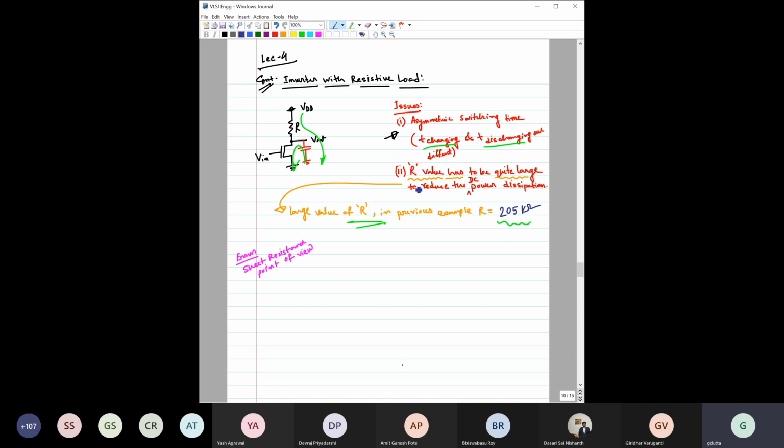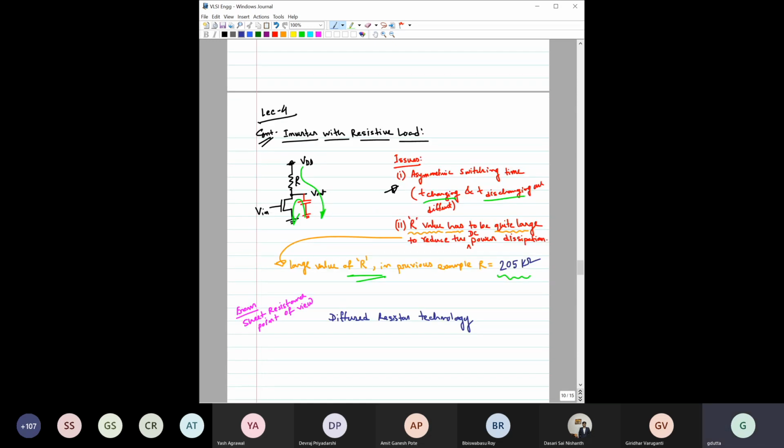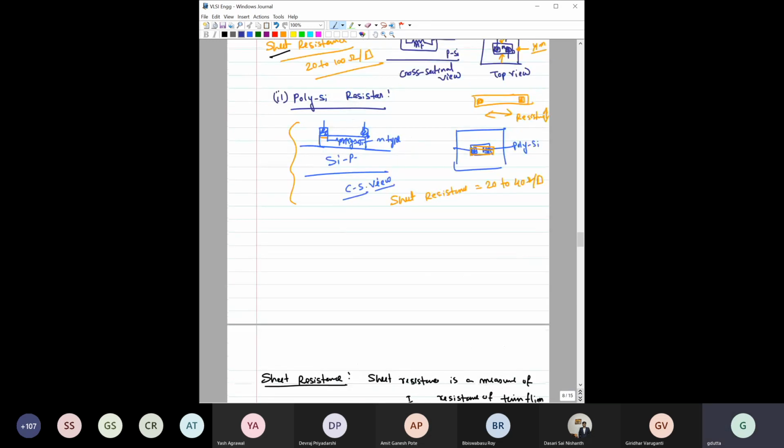Now let's say we want to fabricate this 205 kilo ohm resistor in semiconductor technology, in some particular node. Let's see how the concept of sheet resistance can be introduced here, and what we can infer from it, another limitation for this type of design. In this context, let us say we have used the diffused resistor technique, that is this one.